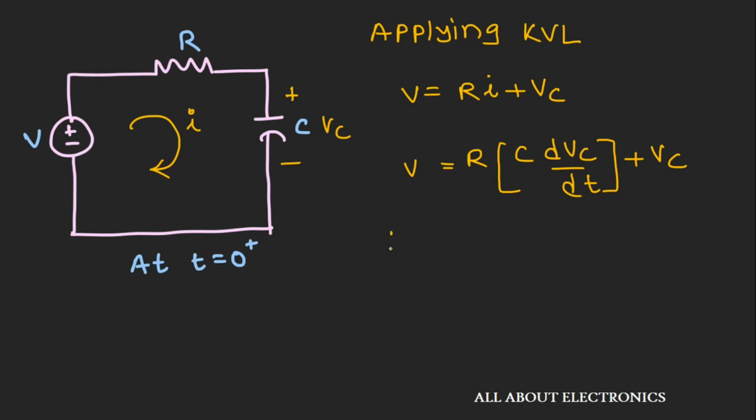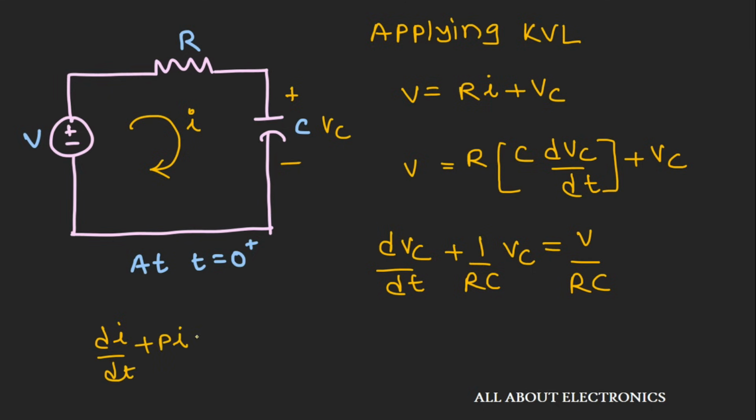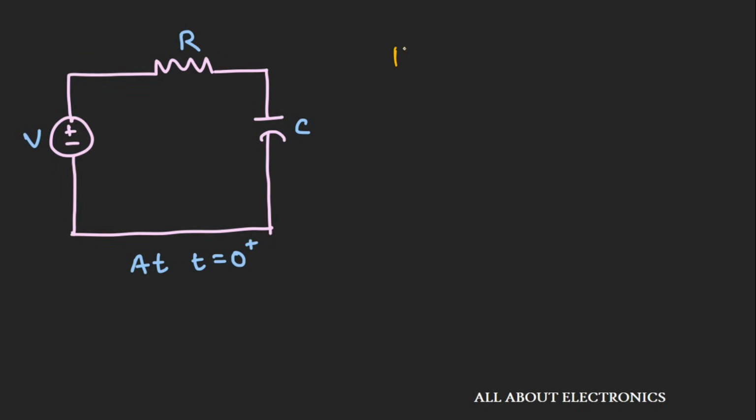If we further simplify this equation, we get dVc by dt plus 1 over RC into Vc, that is equal to V over RC. Now if you compare this equation with dy by dt plus Py is equal to Q, then here P is nothing but 1 over RC and Q is V over RC. We also have this forced excitation inside this circuit, so the solution of this equation will contain two terms, the particular integral and the complementary function.